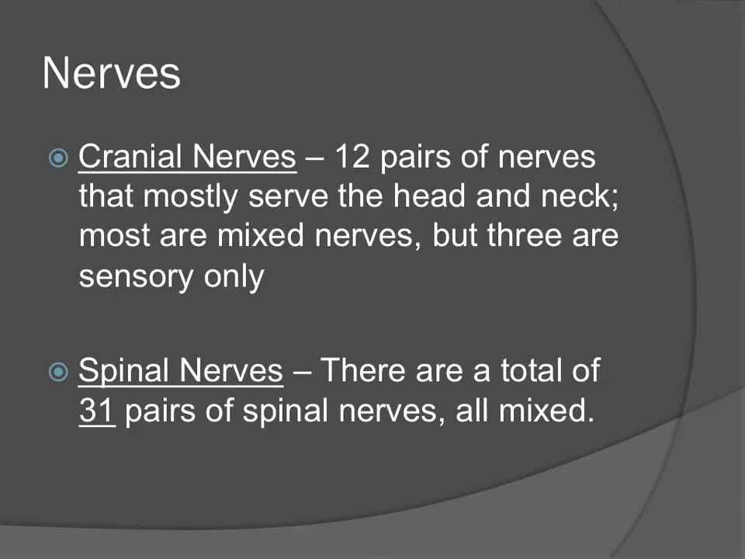Next, we have cranial nerves. We have 12 pairs of nerves that mostly serve the head and neck. Most are mixed nerves, but three are sensory only. Then we have spinal nerves. There are a total of 31 pairs of spinal nerves, and they're all mixed, and they emerge from the spinal cord.